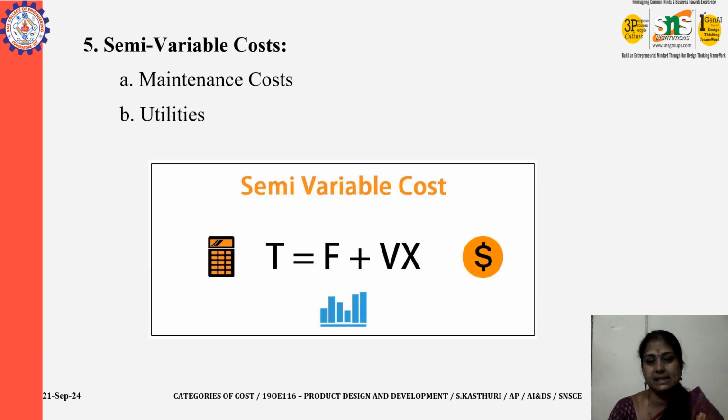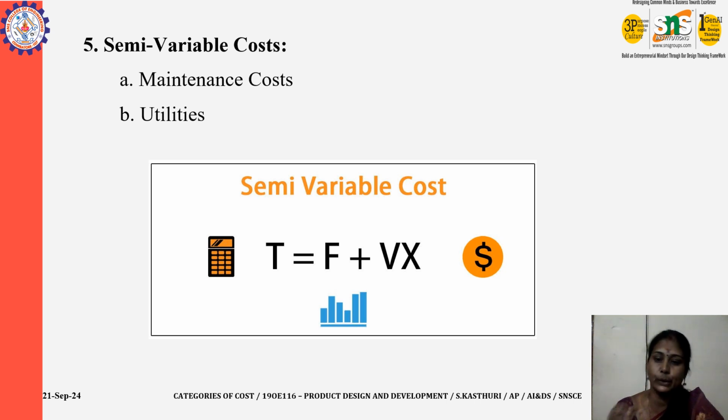Next one is the semi-variable cost. Semi-variable costs have both fixed and variable components. First one is the maintenance cost. There are two types of maintenance costs. First one is the fixed component: regular maintenance activities that are needed periodically to keep machinery and equipment functioning. Next one is the variable component: as production increases, more frequent or intensive maintenance may be required to keep the equipment operational.